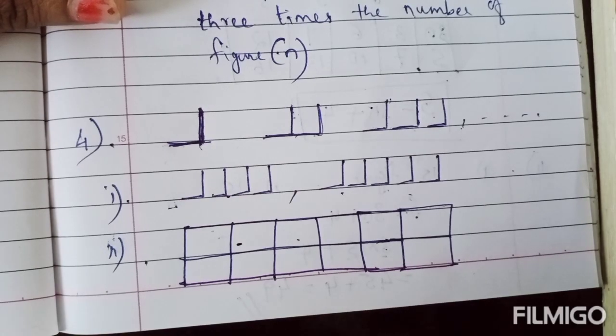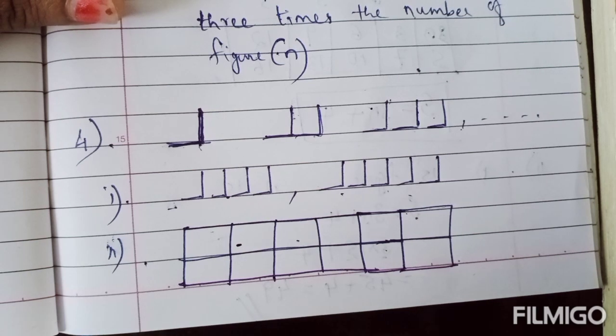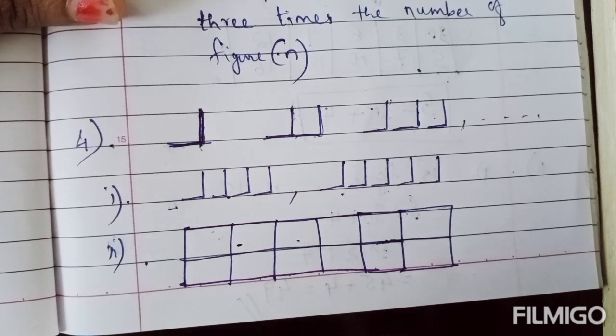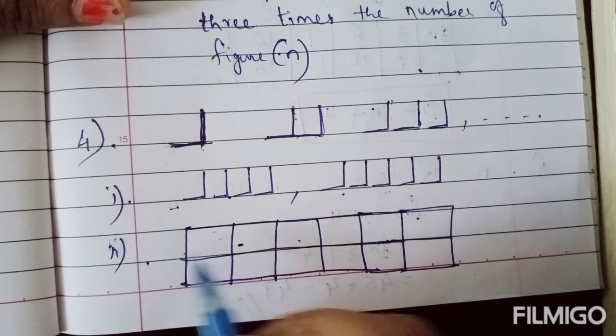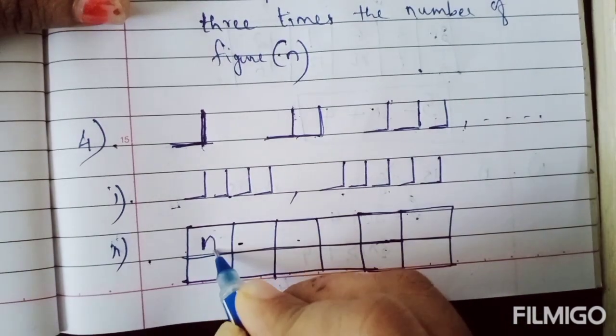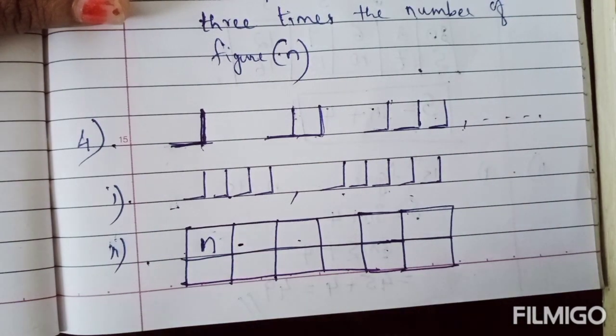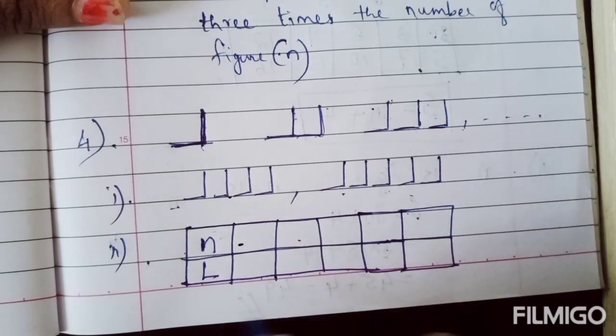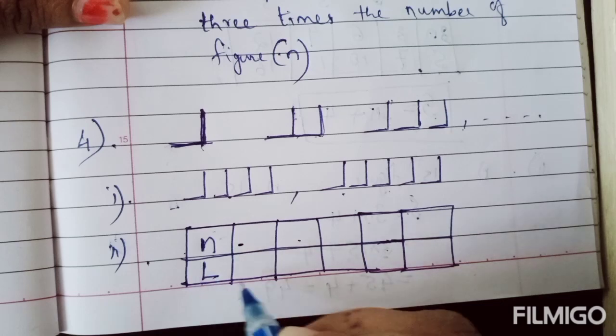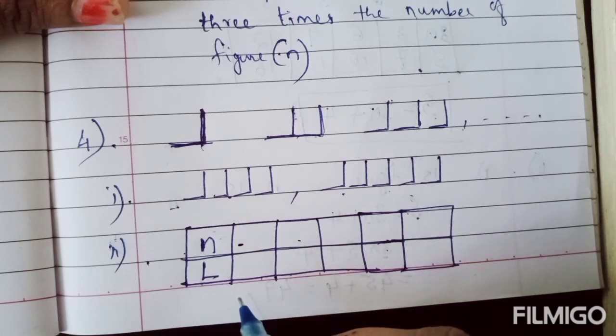In the second one, construct a table to describe the figures in the above pattern. So you have to construct a table. We can construct a table like this. Now in the first row, let us write n. In the second row, let us take L. L means the number of matchsticks used. Any alphabet you can take. Let us take L here.